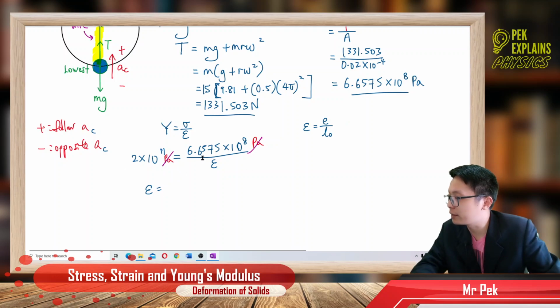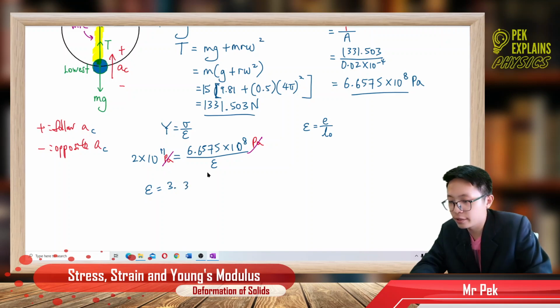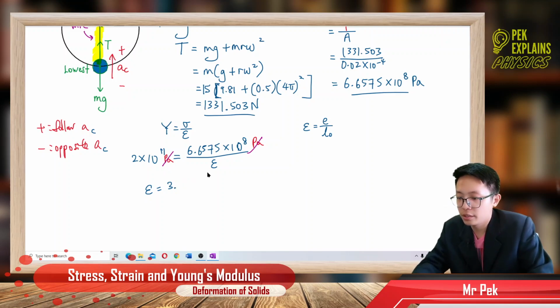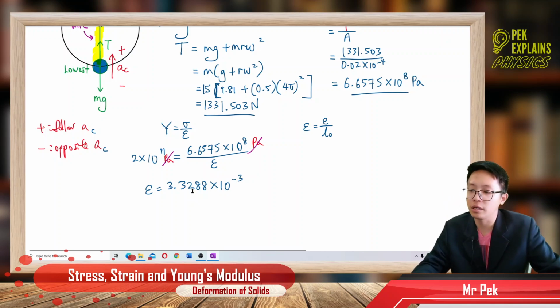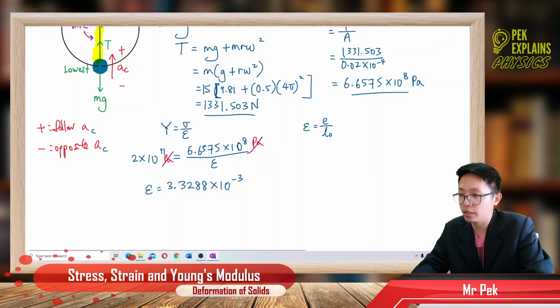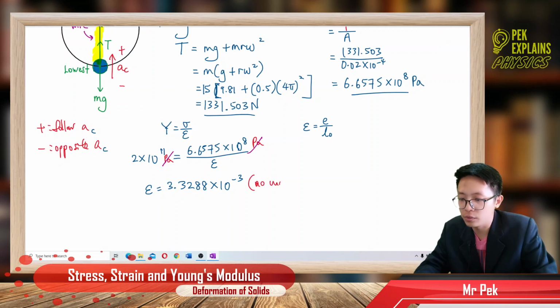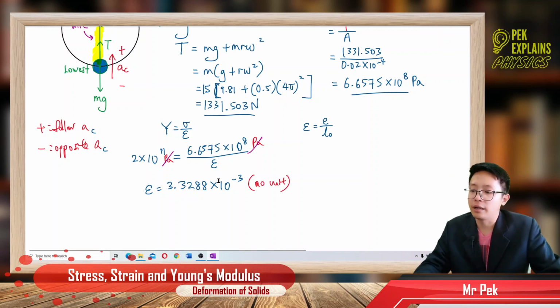So calculate, what do I get? My strain is 3.3288 exponent negative 3. This is my strain. No unit because Pascal with Pascal. So this one has no unit. Okay, I got my strain.